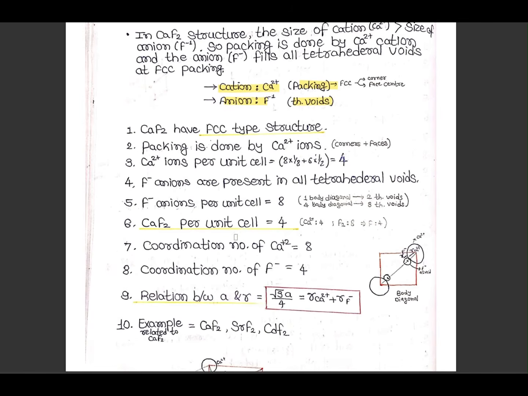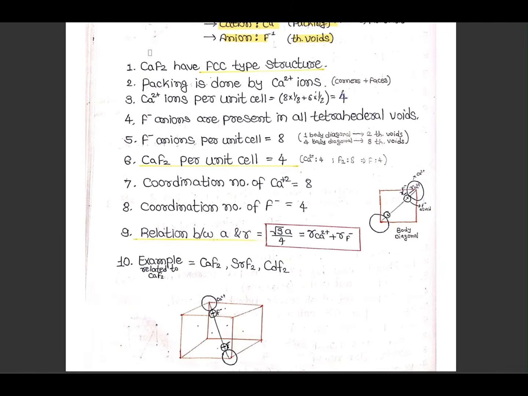Now here are some of the points. Let us read it. The CaF2 has FCC type of structure. The packing is done by calcium ion, and the calcium ions per unit cell, or the rank of the calcium ion, is 4. Fluoride ions are present in all the tetrahedral voids. Fluoride ions per unit cell, or the rank of the fluoride ion, is 8. Calcium fluoride per unit cell, or the rank of calcium fluoride, is 4. The coordination number of calcium ion is 8, and the coordination number of fluoride ion is 4.